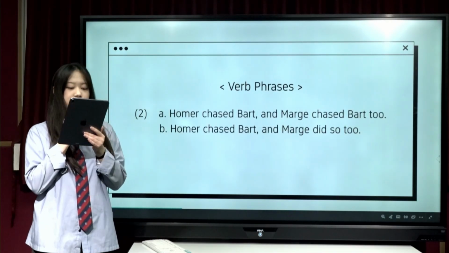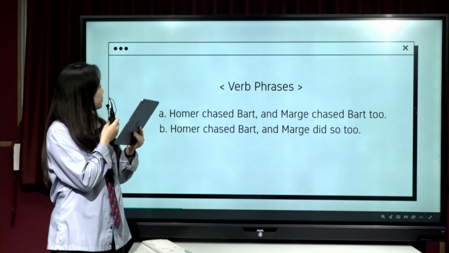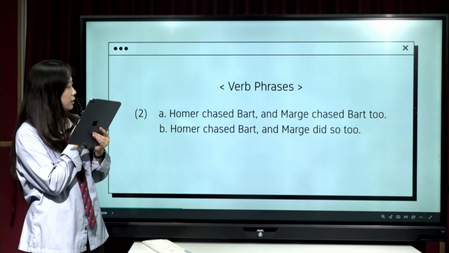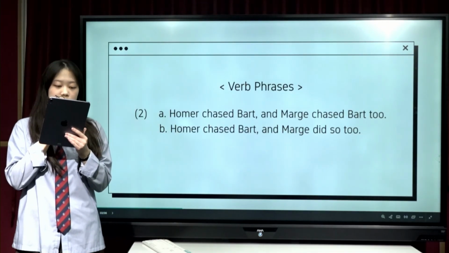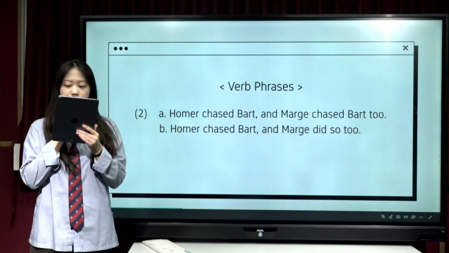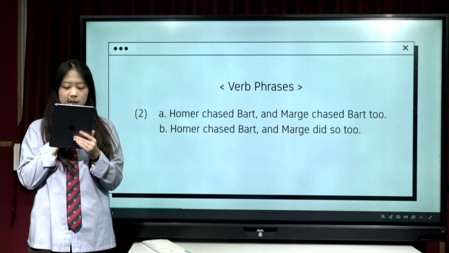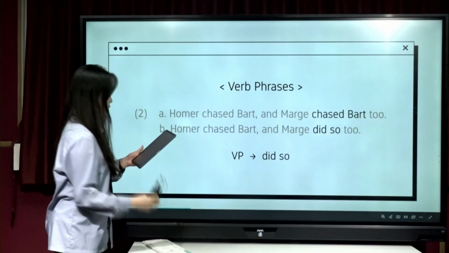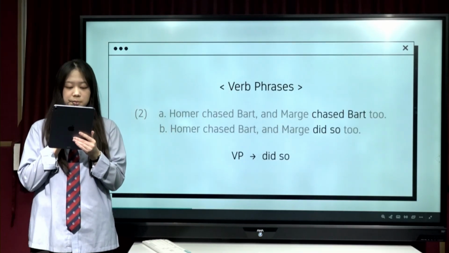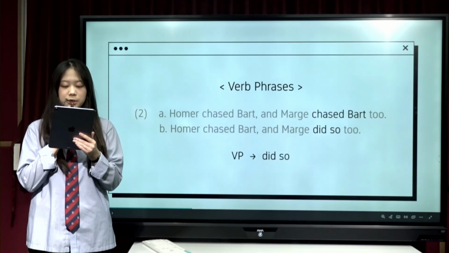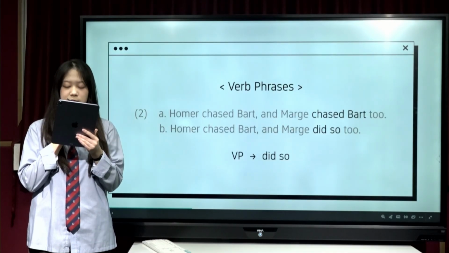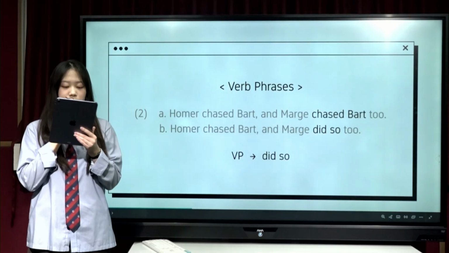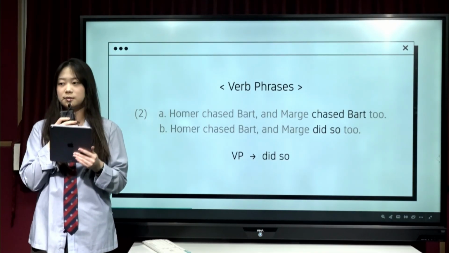The second case is with verb phrases. A is Homer chased Bart and Marge chased Bart too, and B is Homer chased Bart and Marge did so too. In these sentences, the repeated phrase chased Bart in sentence A is replaced by the predicate did so in sentence B. And again, the meaning stays the same. Just like with pronouns, if we classify chased Bart as a VP, then did so can also be classified as a VP. So the rule VP arrow did so can be added.